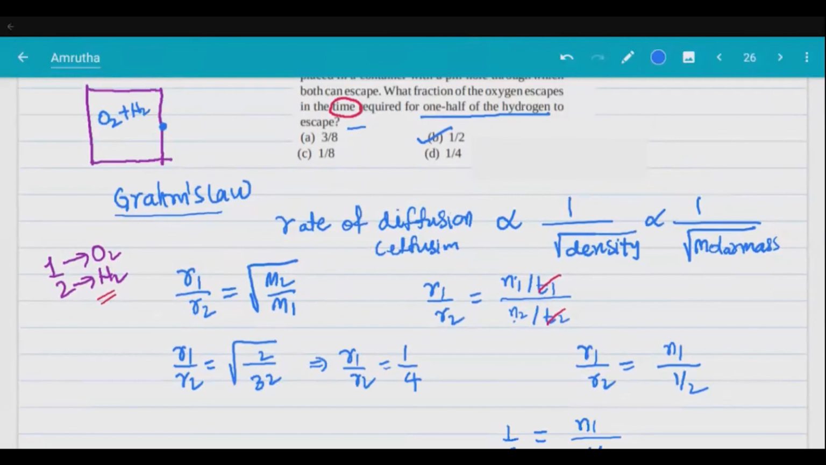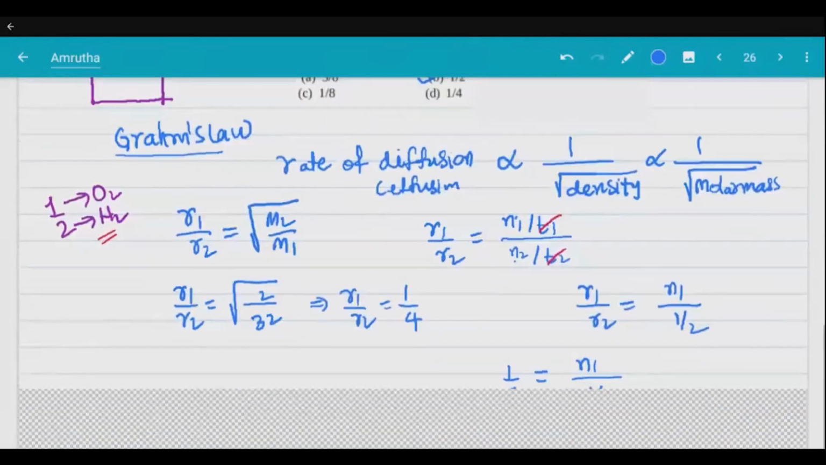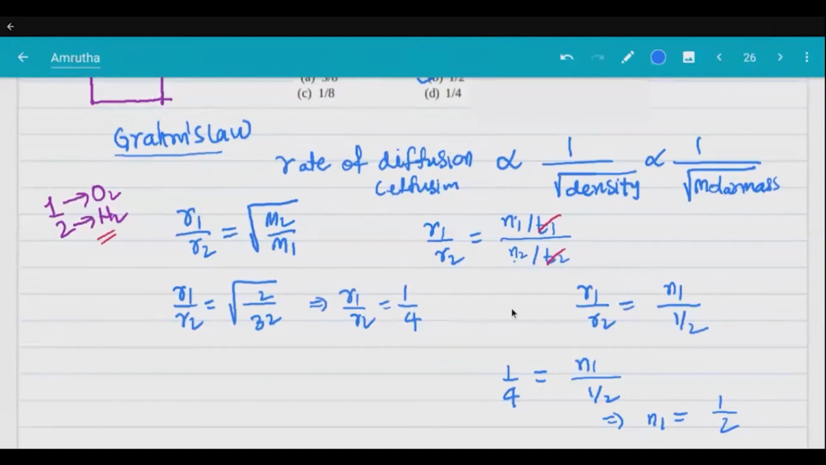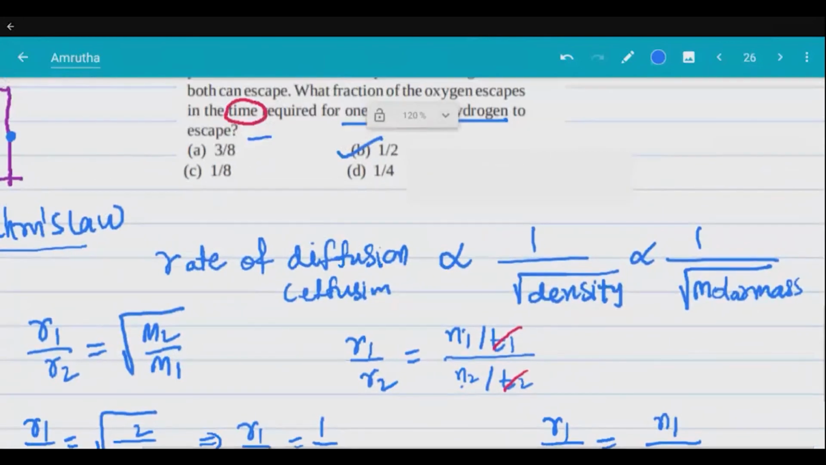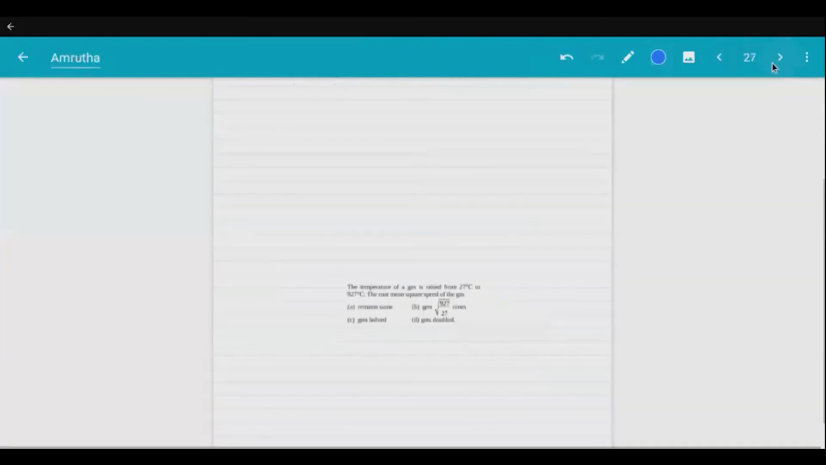Getting the point? 1 by 4 into 1 by 2. 1 by 4 into 1 by 2 is 1 by 8, right? So this is 1 by 8. Okay. Yes or no? Okay, don't make these silly mistakes. Okay, done. Chalo, next question.